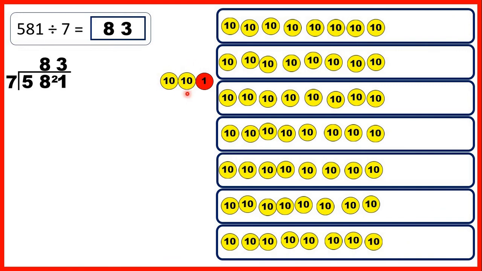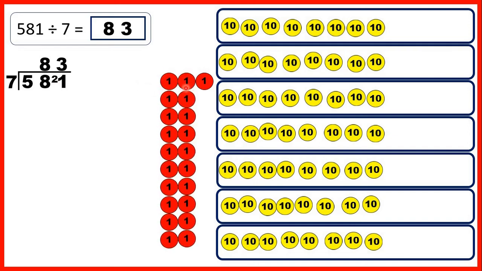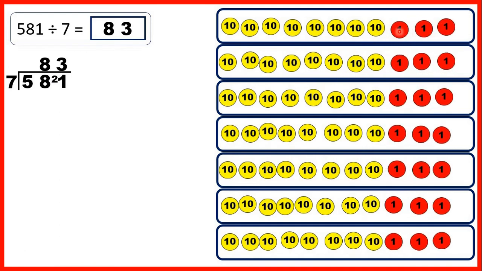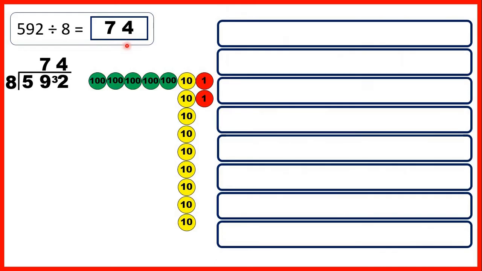But then we have 2 tens that we can't share out. We have a remainder of 2 tens. But we can write that remainder in front of our ones digit, and we can do that because we can exchange each of our 10 counters for 10 ones, and that gives us 21 ones to share out. When we do that, we get 3 ones in each group to give us our answer 83.